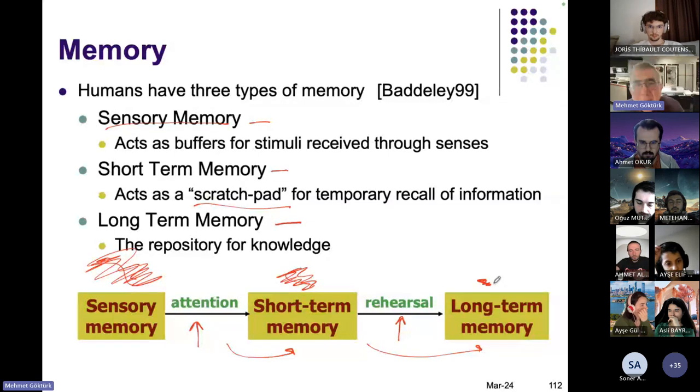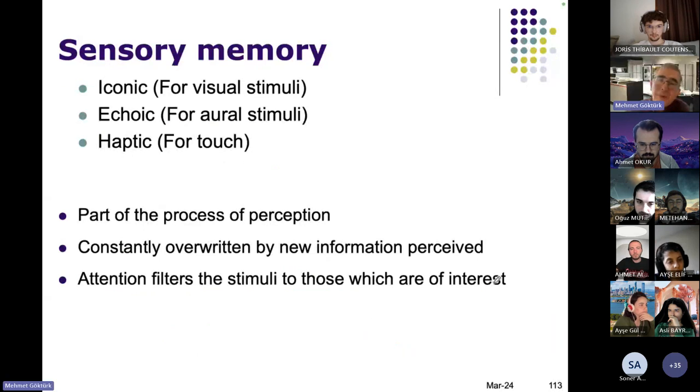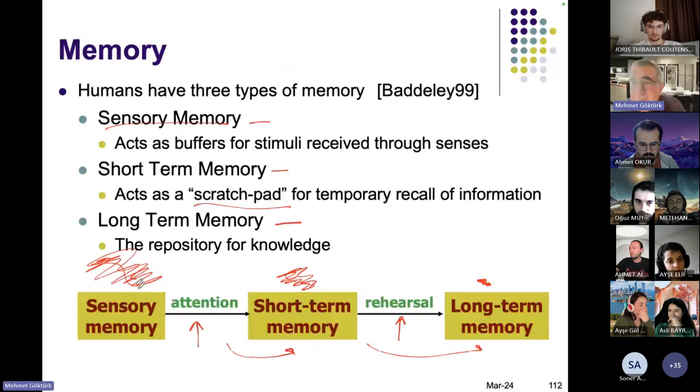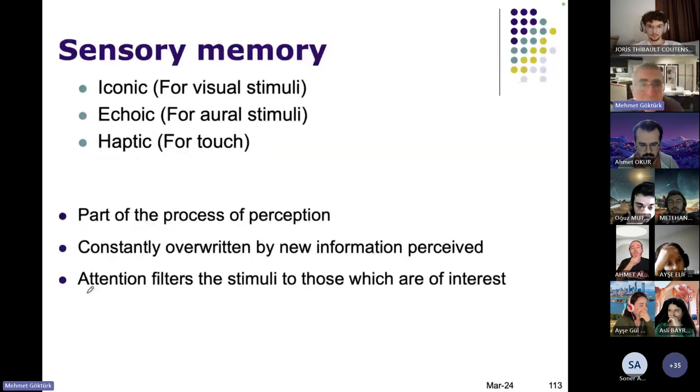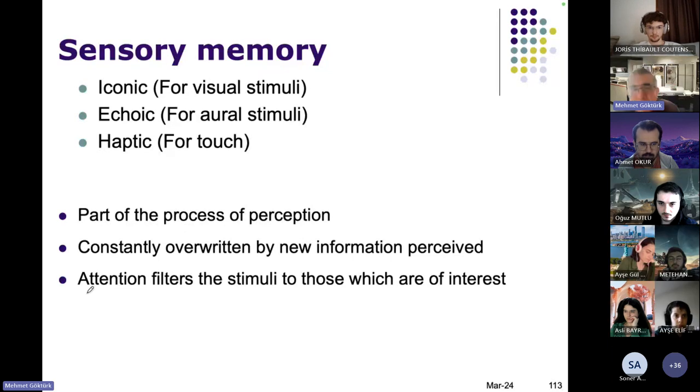Sensory memory, the first layer, could be visual, oral, or touch. Also for smelling, but since human-computer interaction has not advanced enough to create smells for interaction purposes, many books and course disciplines omit it. We also don't talk about it that much.